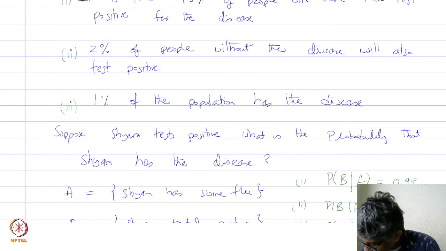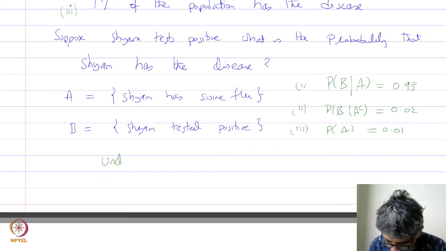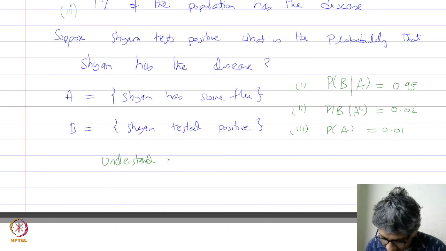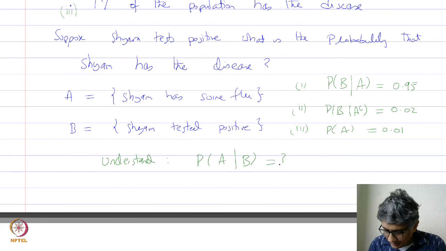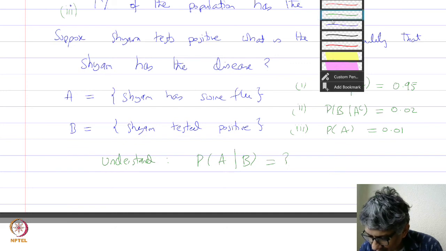And what do I want to compute? I want to understand, given the fact that Sham tested positive, what chance is there of the disease? That means what's the chance that Sham has the disease given that he has tested positive? So it's applying Bayes' theorem for the two-event case. So you apply Bayes' theorem and finish the problem.